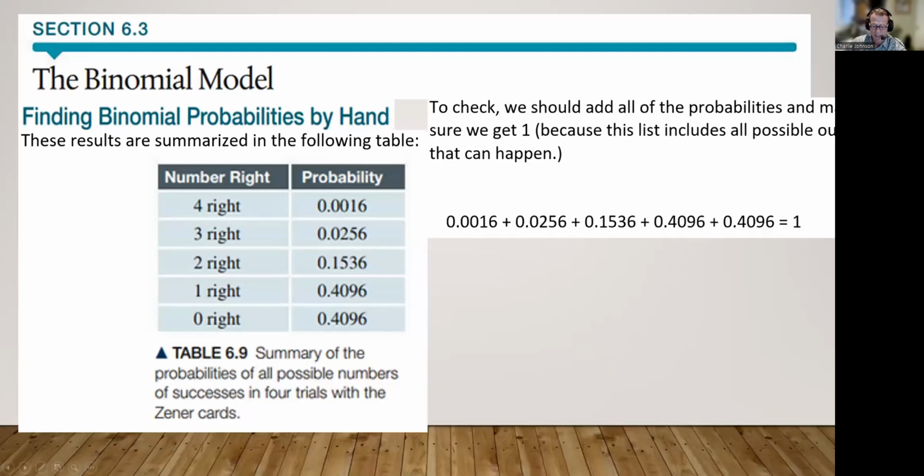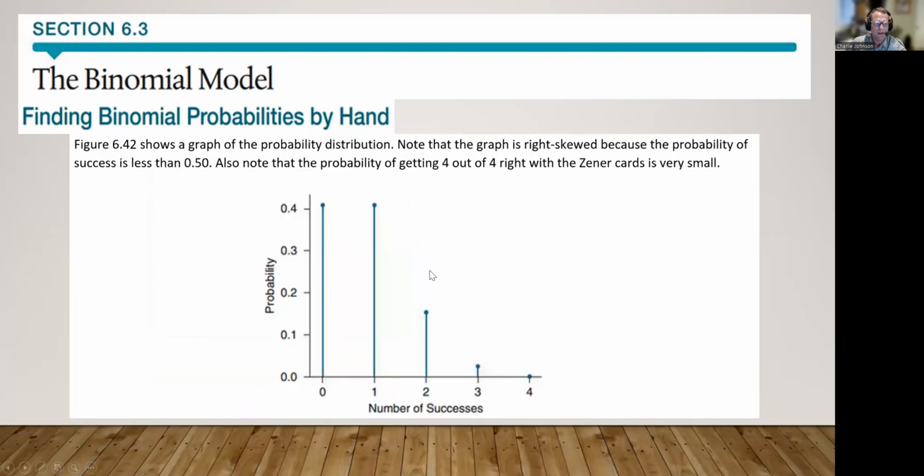So let's look at the distribution. This figure shows a graph of the probability distribution. Notice how this graph is right skewed. And that's because the probability of success is less than 0.5. We have a higher probability of guessing none of them correctly than 4 of them. A much higher probability of guessing none of them correctly. We have a pretty high probability of guessing 1 correctly, but to get all 4 correct, really small number.